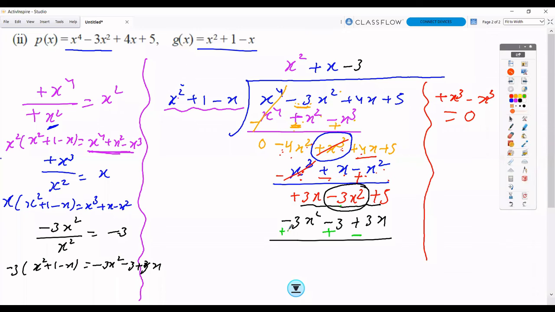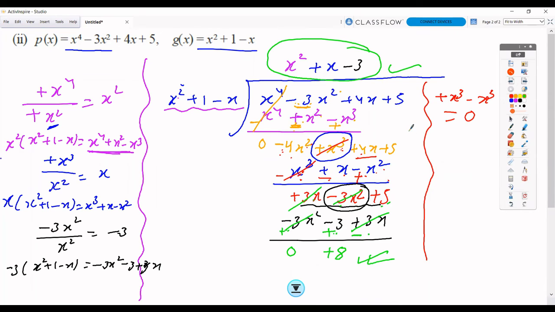Minus 3x square plus 3x square will become 0. Minus 3x plus 3x will become 0. Plus 3 minus 3 will be... plus 3 plus 5 will become plus 8. So the remainder is 8. The quotient is x square plus x minus 3.